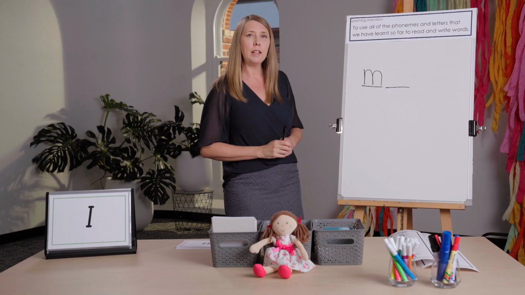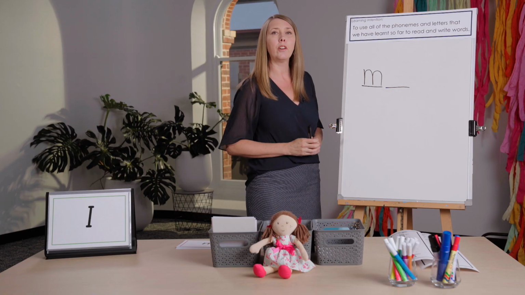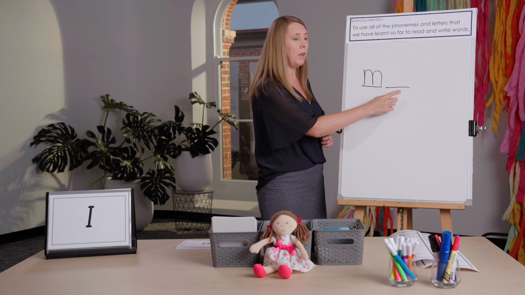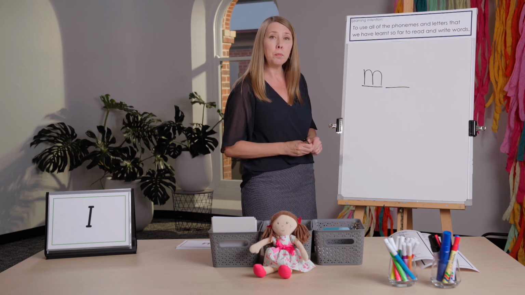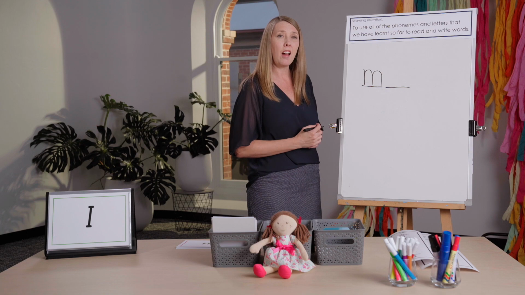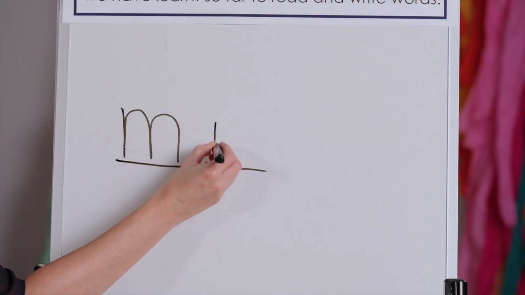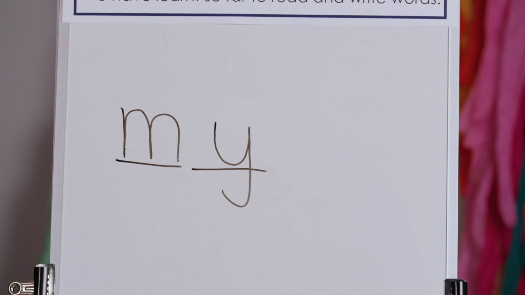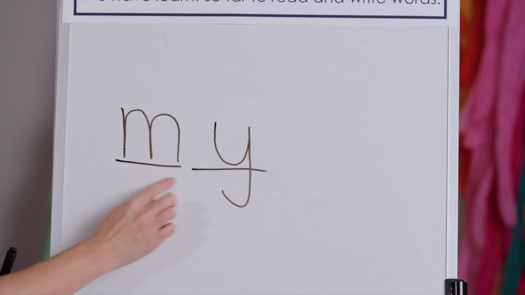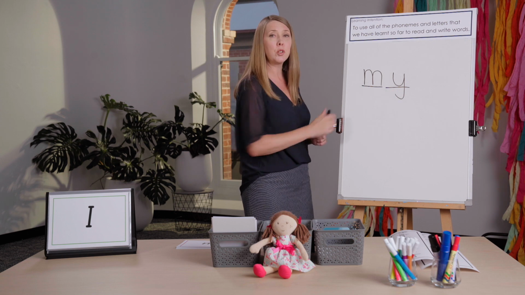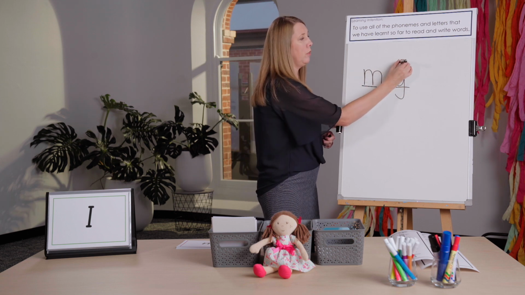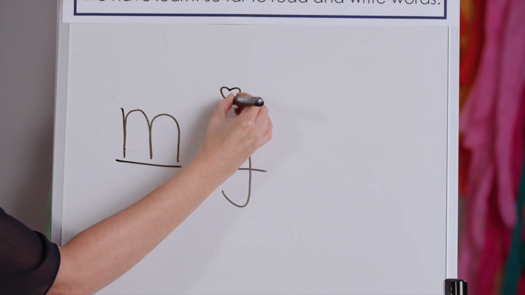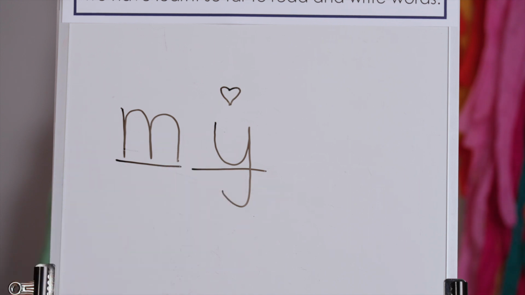That one we know. That one's easy. But the tricky part in my is this second phoneme. Listen. I. In the word my, we represent that I phoneme with this letter. This is the letter Y. I, my. This is the tricky part in this word. So if we draw a heart over here, it reminds us that this is the part of the word that we need to learn by heart.